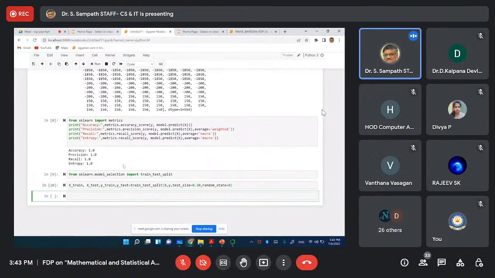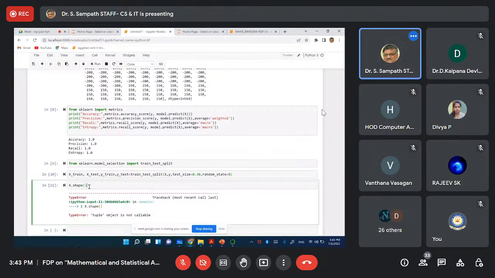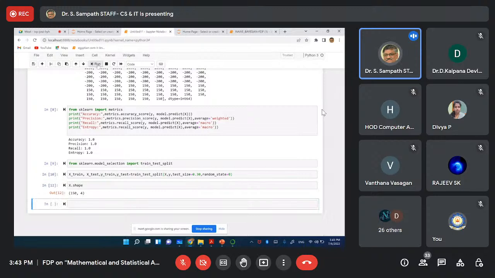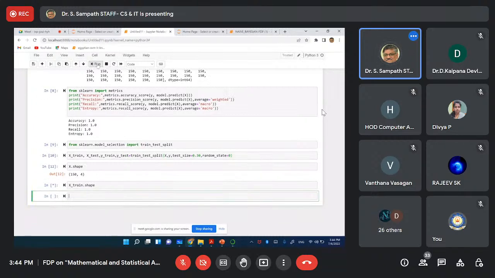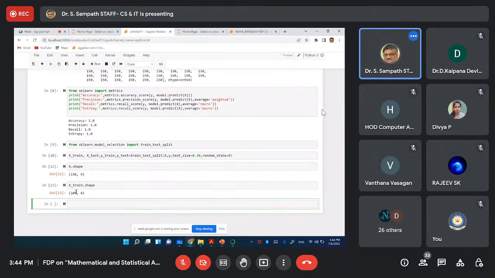So it is executed. Now, if you have a look at your x dot shape, it is going to be 150, 4, because in the given data set we have 150 instances. Now if I ask for my x underscore train shape, can any one of you predict what will happen? It will be 70% of 150, which is 105. Can you follow? Say yes or no? Yes, sir. Because I have used 30% for test.